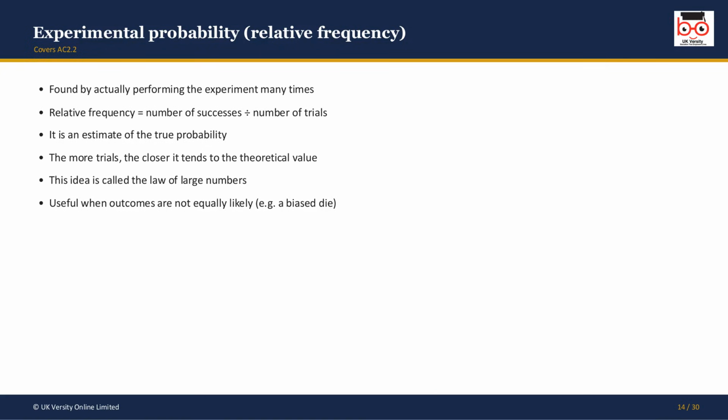You find it by performing the experiment many times over, and the relative frequency is the number of successes divided by the number of trials. This gives an estimate of the true probability, and the more trials you run, the closer it tends to settle towards the theoretical value, an idea known as the law of large numbers. It's particularly useful when outcomes aren't equally likely, like a biased die.